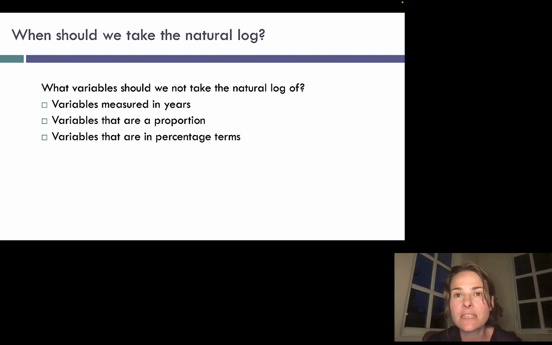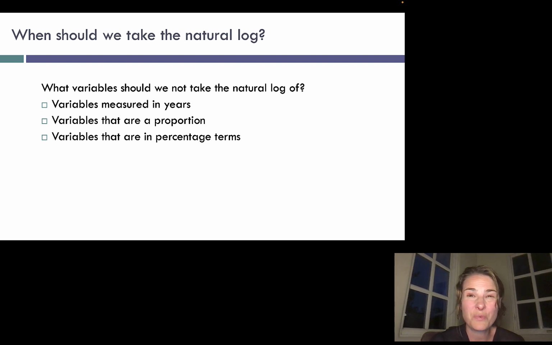There are some variables you can't take logs of. A couple of them: you can't take logs of years. It doesn't really make sense. The percentage change in years doesn't really even make sense to talk about. Variables that are proportions we can't take logs of because they're already fractional, and what's a percentage increase in something that's basically a percentage? That's kind of weird, right? A percentage change of a percentage. And that gets us to our final one, variables that are in percentage terms. We can't take logarithms of those either.